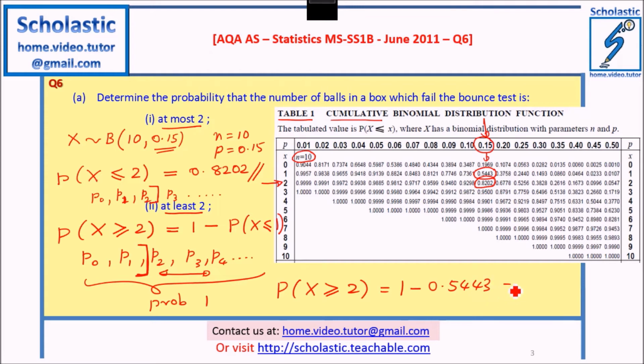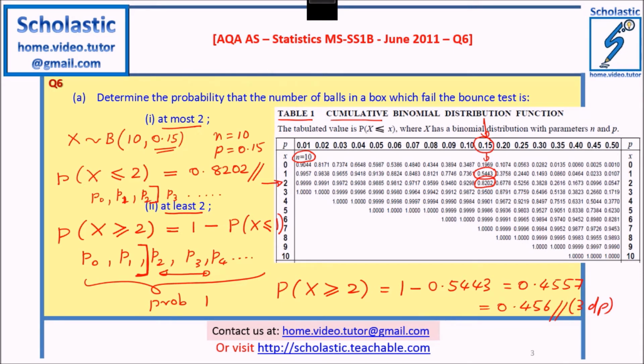0.5443 is equal to 0.4557, or equal to 0.456 to 3 decimal points. Okay, so there are two different situations, at most 2 and at least 2.